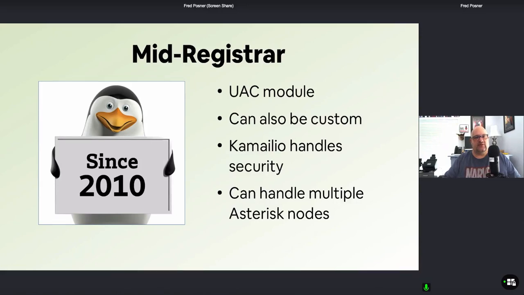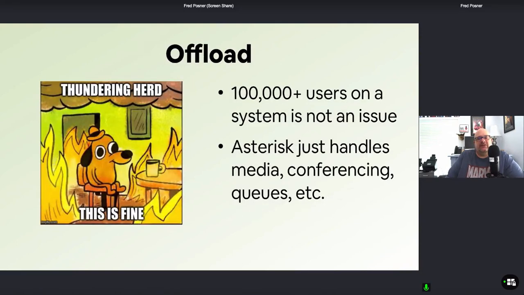So Kamailio is keeping the firewall open, doing keep alives and things like that. Whereas with Asterisk, we are greatly reducing the amount of registration traffic that Asterisk has to handle, which then increases performance dramatically. So a mid-registrar is a really good feature and something that helps a lot of people when they're transitioning. I generally like to offload traffic whenever possible, and the biggest reason why is because of the amount of users that Kamailio can safely handle.